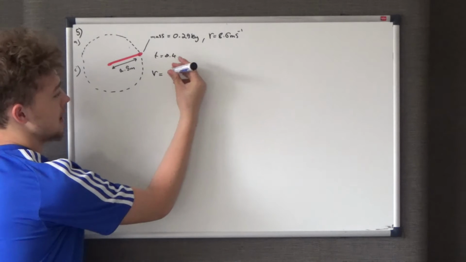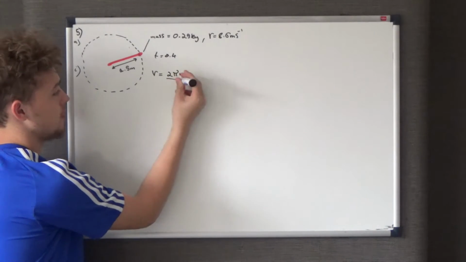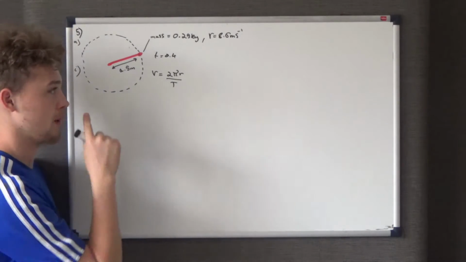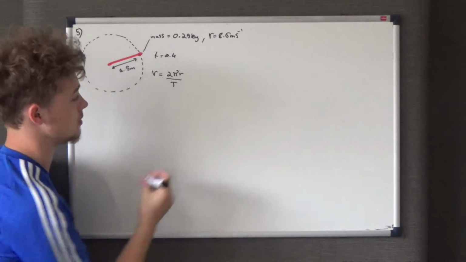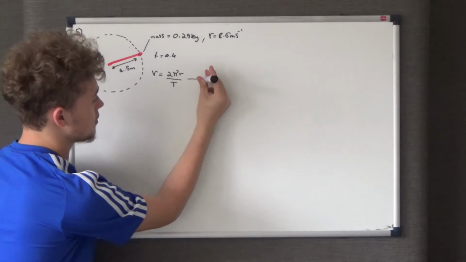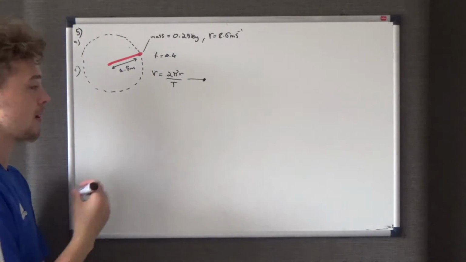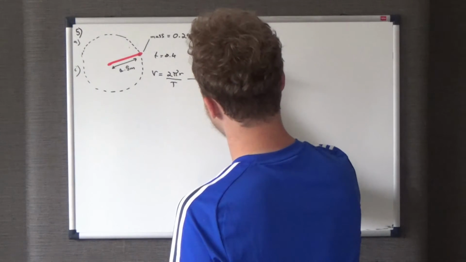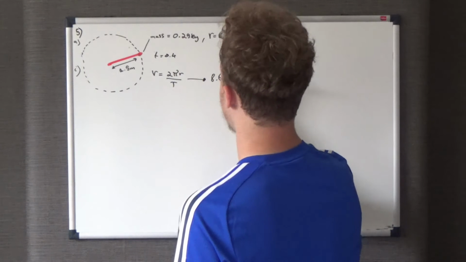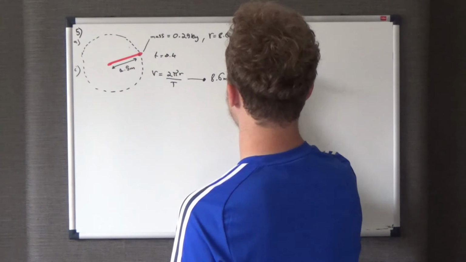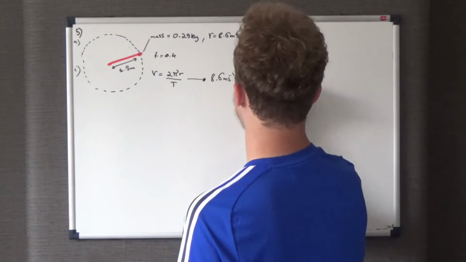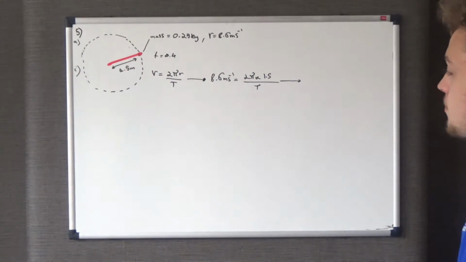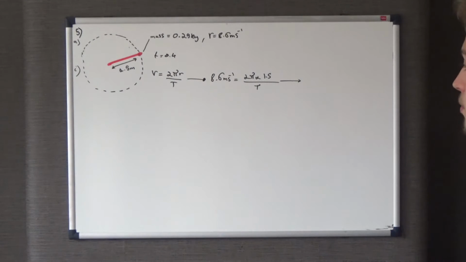So the velocity and time period relation is v equals 2 pi r over t, or 2 pi f r. But because we want to work out the time period, it's easier to use this equation. We're given all the other information apart from the time period. So the velocity, which is 8.6 meters per second, is equal to 2 pi times the radius, where the radius is 1.5 meters, over the time period. Rearrange to get the time period: times both sides by t, divide both sides by 8.6.